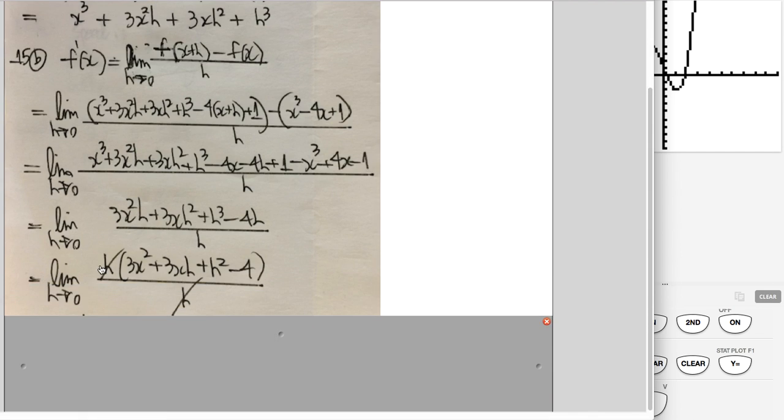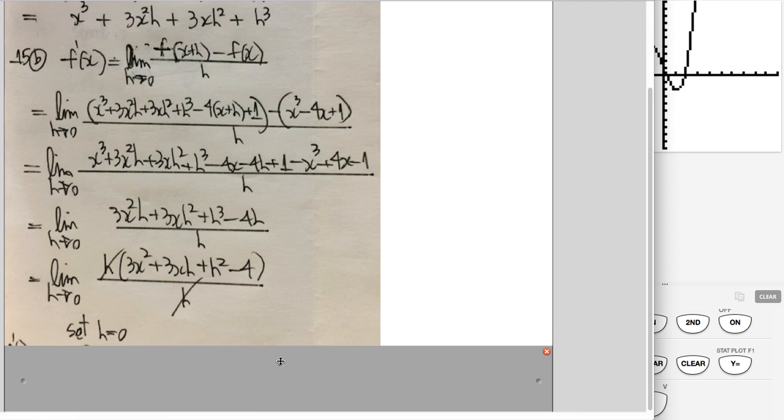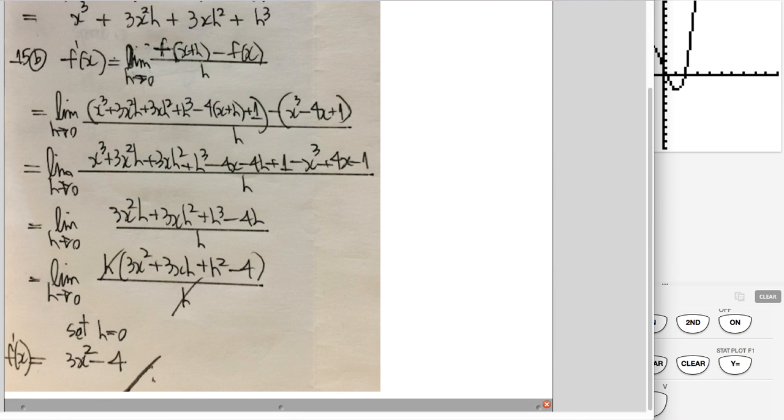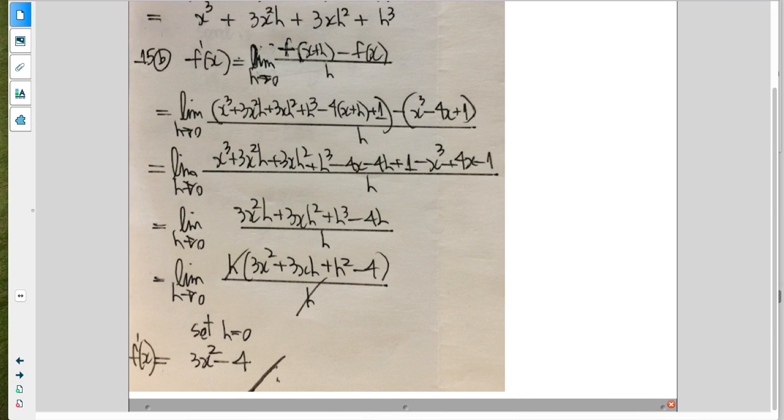Upon common factoring the numerator, you'll notice that it has a mate, h, downstairs in the denominator. H divided by h is just a fancy version of 1, so they divide out. Then we can set h equal to 0 in the remaining terms, and you'll see that this doesn't have an h, but this does, and this term does not. So the terms that contain h will become 0, and we're left with 3x squared minus 4 as the first derivative, as required. So moving ahead to the next page.